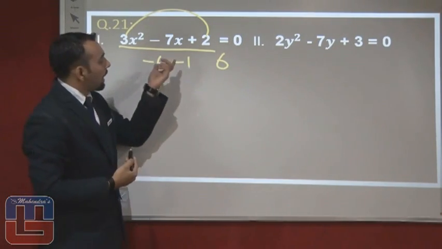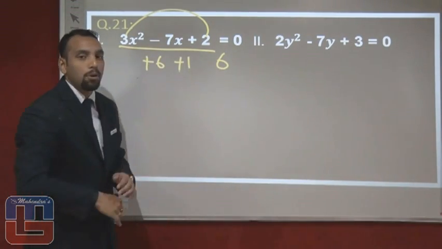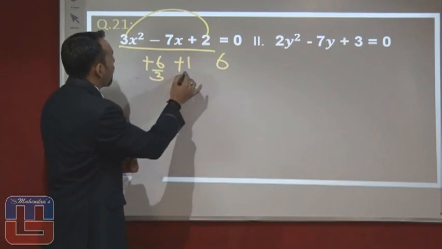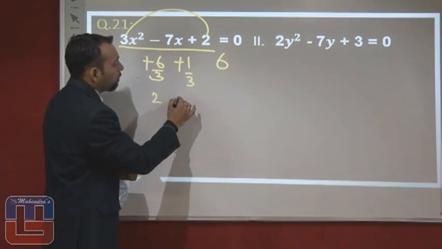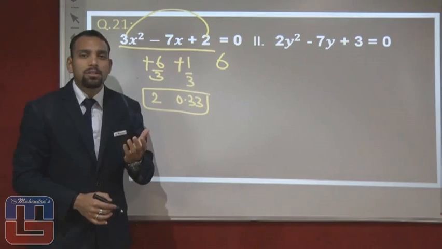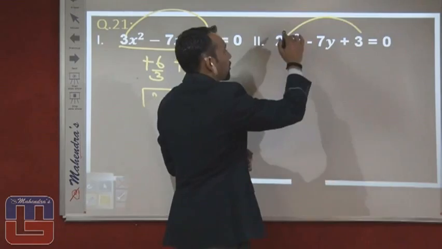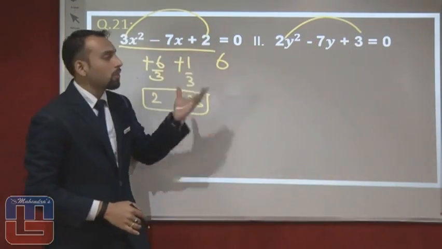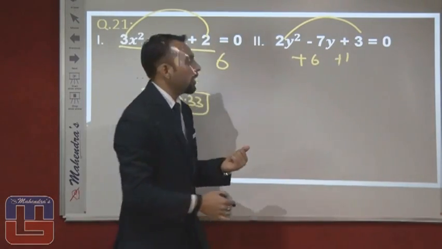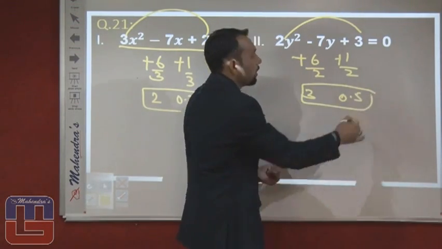Multiplication will be plus 6, addition will be minus 7, and both are negative, so both will become positive. Divide by the coefficient as well. So if you divide by 3, 3, here 2, here 0.33. Alright, now we get the two values of x. Similarly, we will solve this one also. Now see, multiplication is 6 and minus 7, the same thing. So the numbers will be minus 6 and minus 1, both will become positive, and you have to divide by the coefficient as well. So here will be 3 and here will be 0.5.